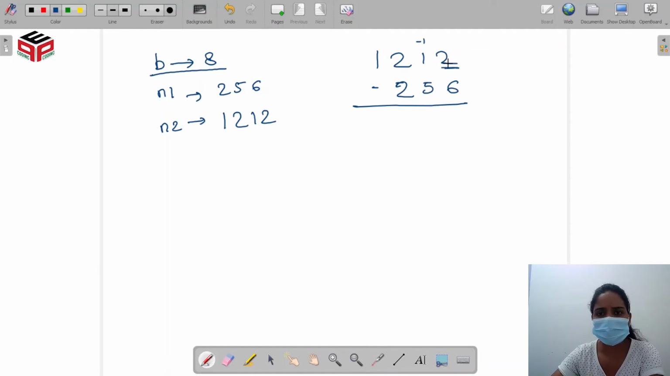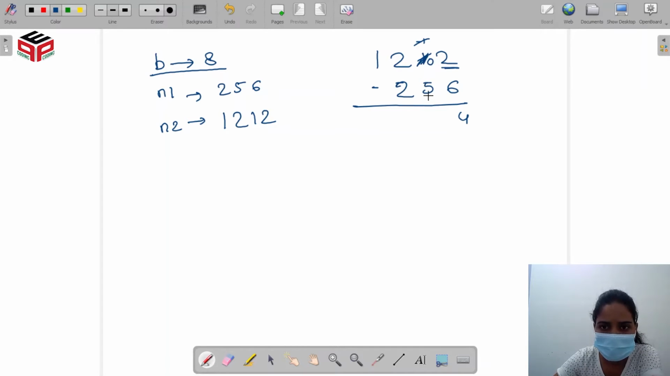In normal subtraction we add 10 because it was base 10, but here we have base 8. It means these numbers are octal numbers. So 8 plus 2 is 10, and 10 minus 6 gives me 4. Fine. -1 minus 1 gives me 0. This digit now becomes 0, it is not 10, it is 0.